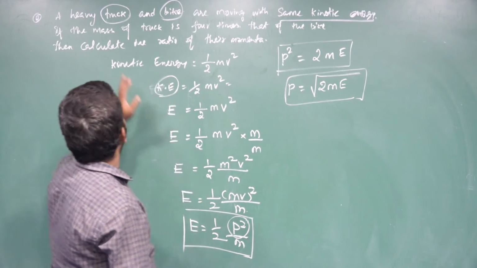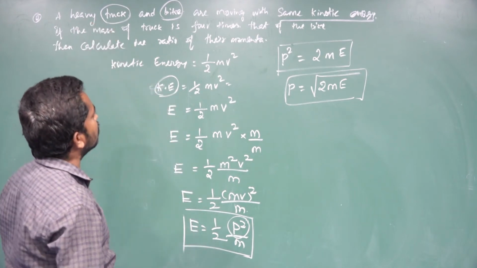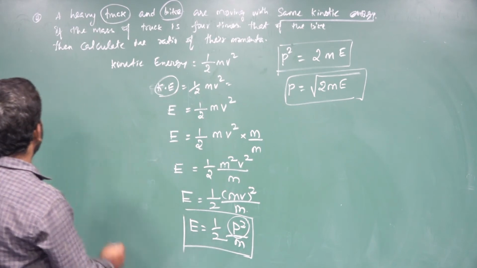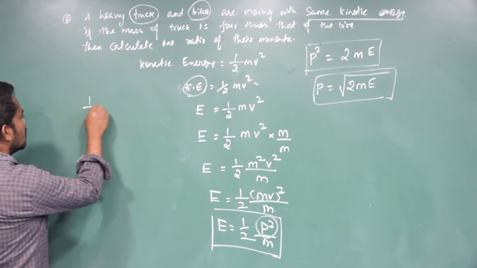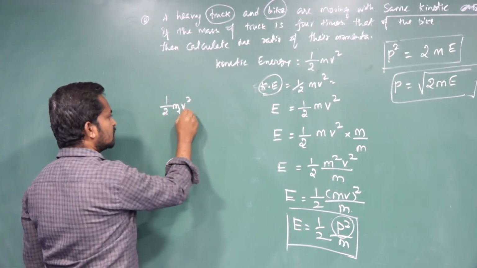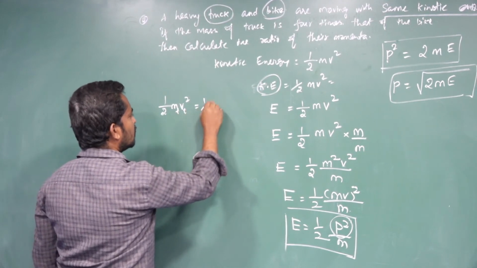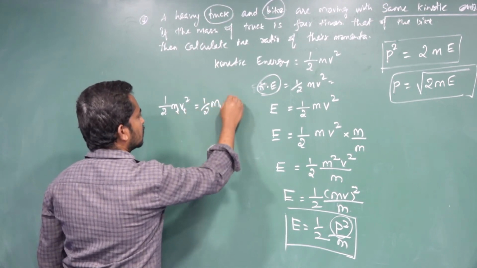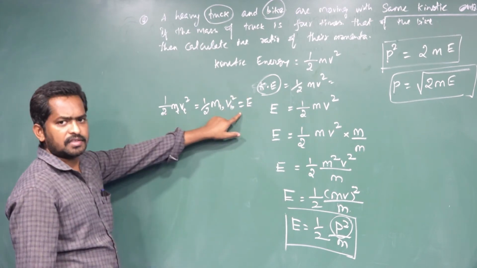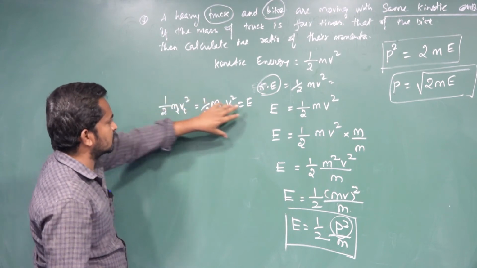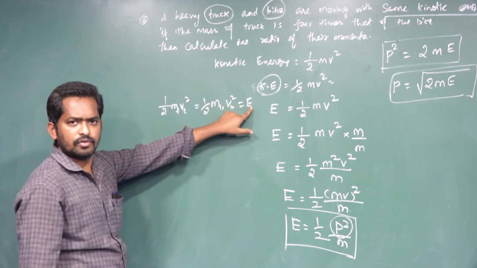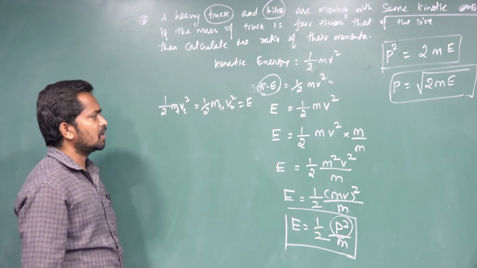But now the heavy truck and bike are moving with the same kinetic energy. Kinetic energy is same. What is the formula? Kinetic energy of truck is equal to half m of bike v square, which is equal to E, because the kinetic energy is the same. That's why I take this kinetic energy as E. Truck kinetic energy is E, and bike kinetic energy is also E. Both kinetic energies are E.